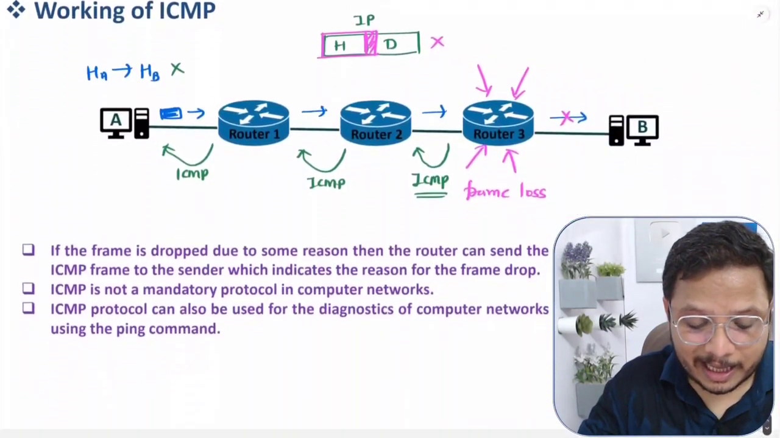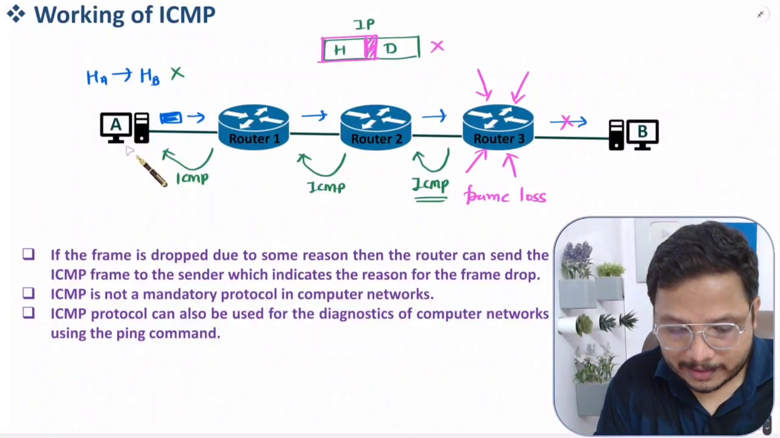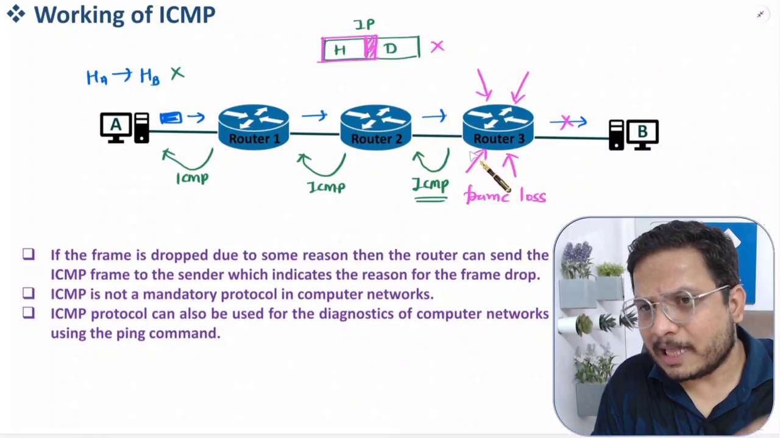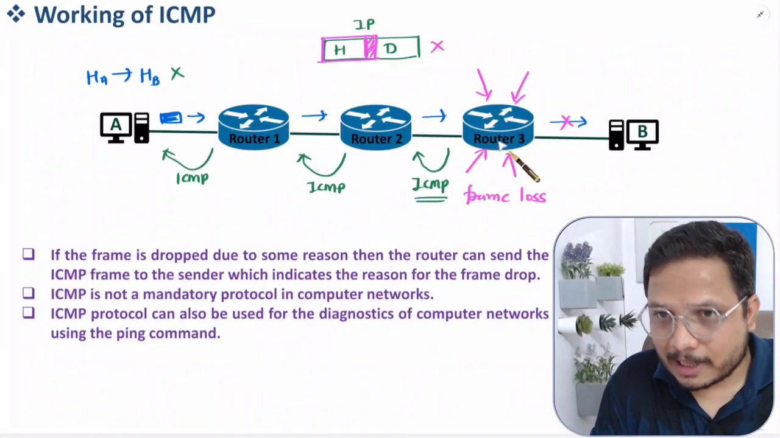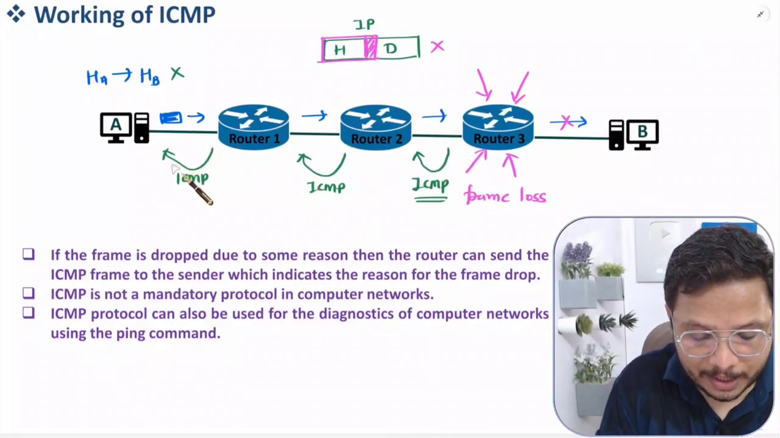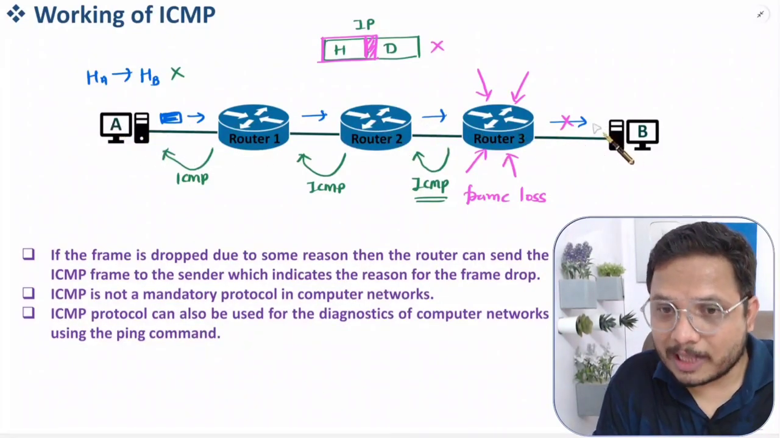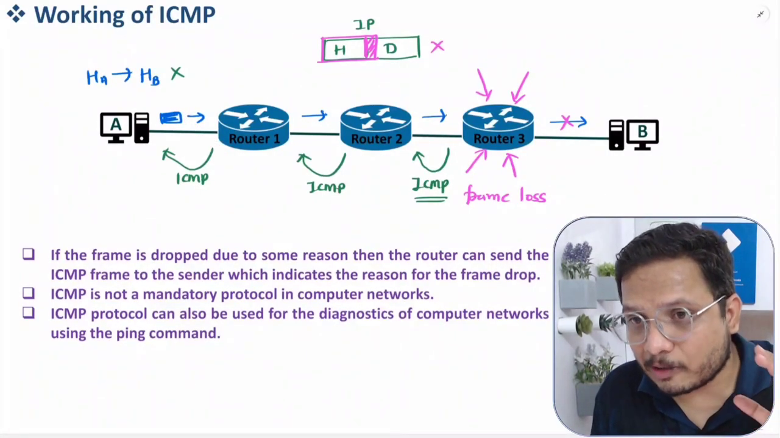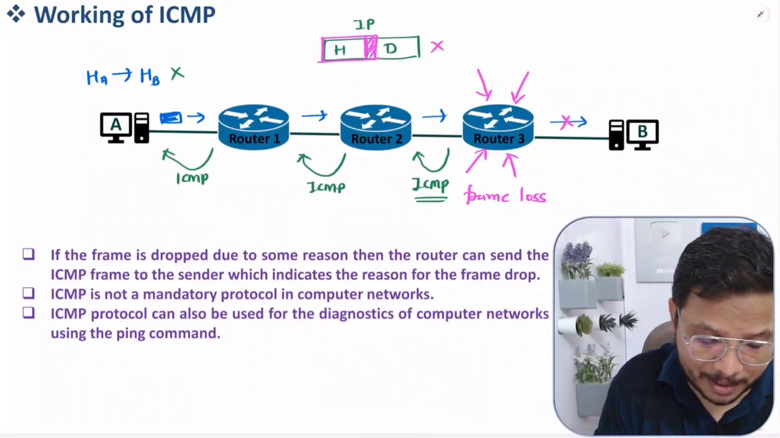So how can reliability be improved? Reliability can be improved by giving acknowledgement to the sender. For example, if the sender is sending one frame and the frame is getting dropped somewhere, and there can be so many reasons for dropping a frame, then the router can forward an ICMP frame. Based on the ICMP frame, the sender will get to know there is a loss of frame in transmission, so there has to be a retransmission of the frame. In Internet Protocol, there is no such functionality as acknowledgement. To improve the reliability of IP, ICMP is implemented.